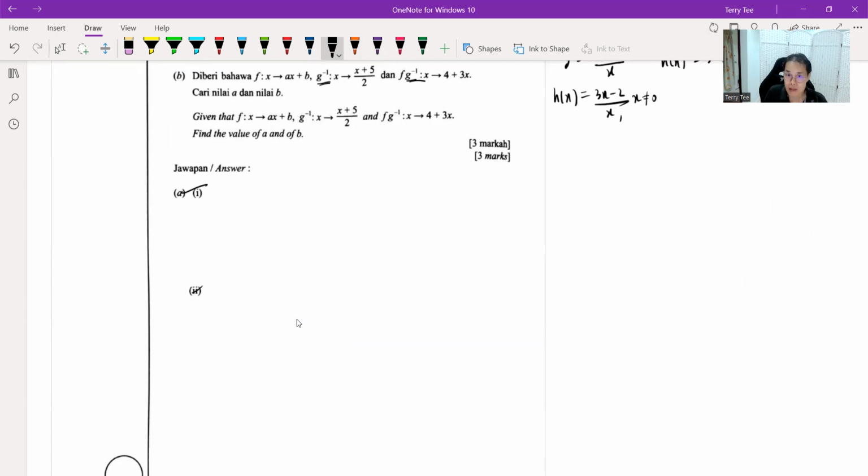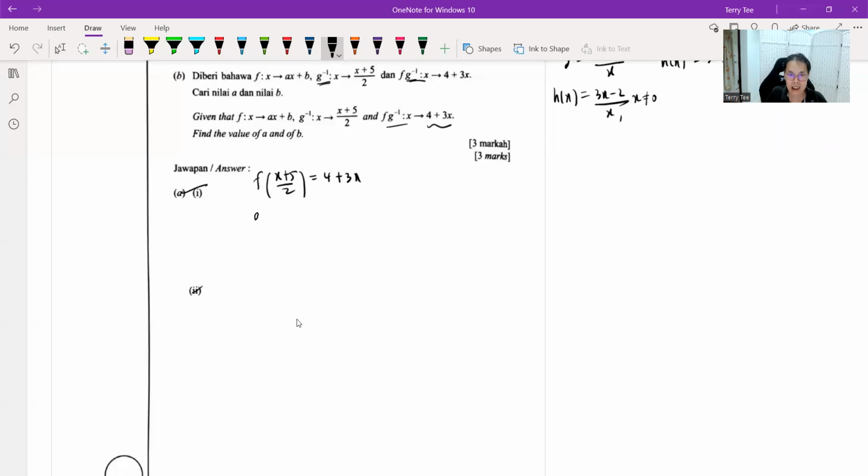We don't have to inverse the function. So what we need to do is to put g inverse inside f, because this is your f(g inverse). So let me put your g inverse, x plus 5 over 2, and I write this as 4 plus 3x. Take this, put it inside your f(x).